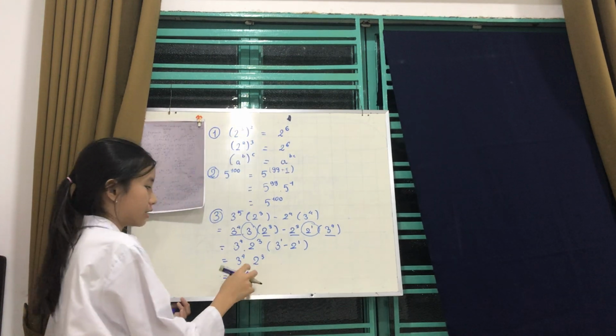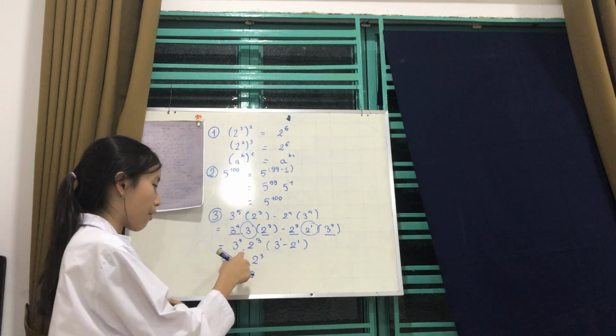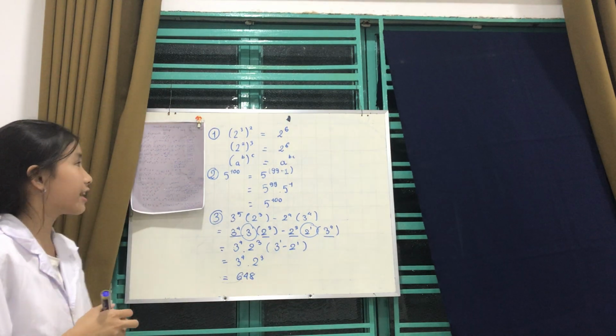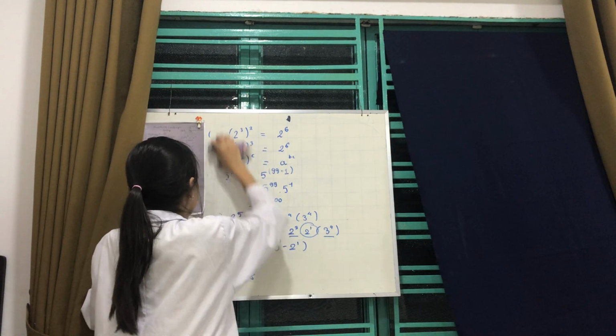This will equal 648. We just converted this out into 3 to the power of 4 times 2 to the power of 3. And that is for the first 3 problems. The next problem.